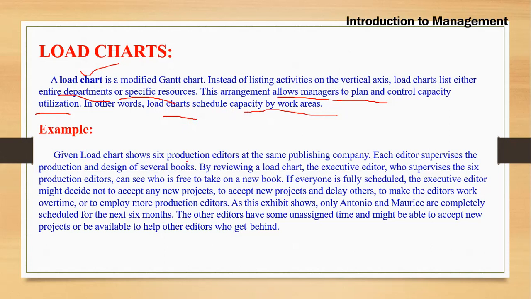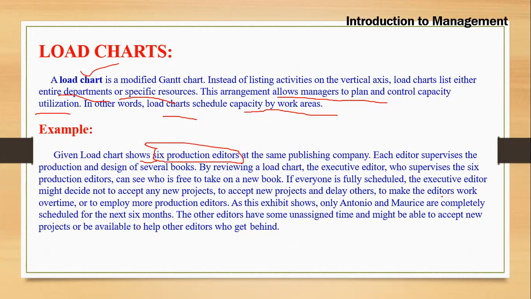This one is the example. Like, a load chart shows 6 production editors at a publishing company. Each editor supervises the production and design of several books. We have almost 6 production editors, right? They are going to edit and publish the books. So the number of books they have, and everyone is responsible for designing different books. By reviewing the load chart, an executive editor who supervises the 6 production editors can see who is free to take on a new book.